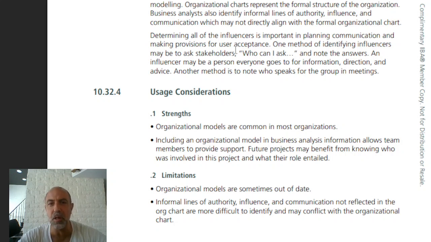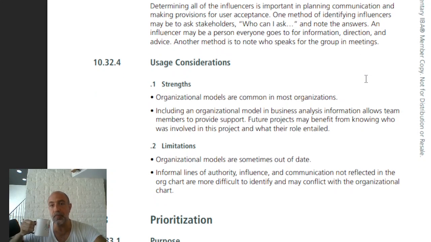So determining all the influencers is important in planning communication and making provisions for user acceptance. One method of identifying influencers may be to ask stakeholders, who can I ask? Or when you're observing, you look at people interacting with each other, and you see one person where people flock to. More people go to them, because they're trustworthy, or they've established some political capital among the organization. It's who people go to for information, direction, and advice. Another method is to note who speaks for the group in meetings.